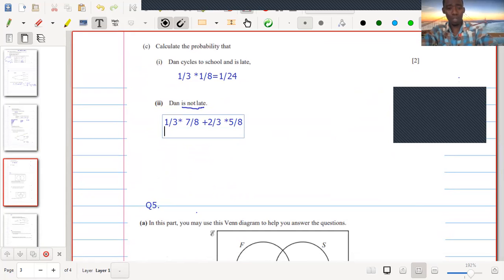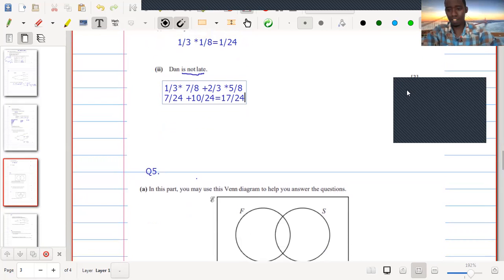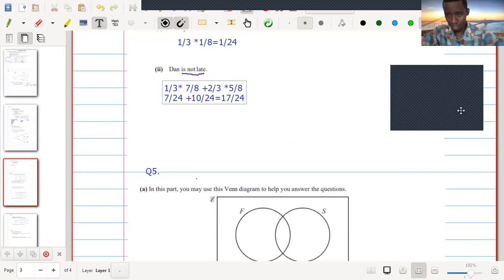Now we'll be having 7 over 24 plus 10 over 24 as well. Then if we add them together, we shall have 17 over 24. So this is the answer. Dan is not late in this scenario, this question. Clear? Okay. If it makes sense, then we can proceed.